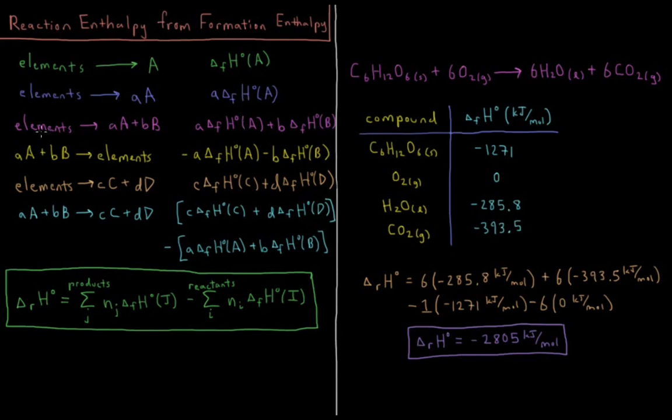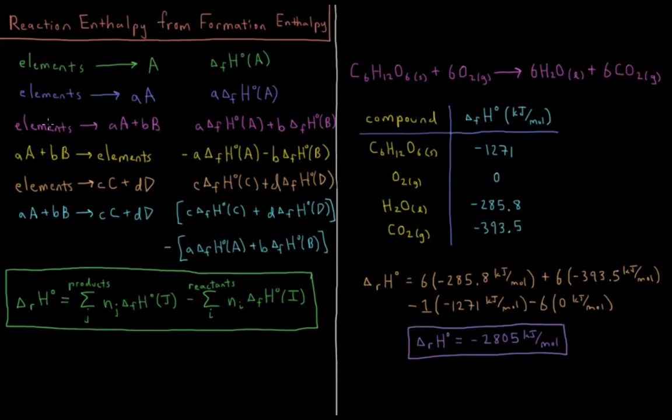Okay, if we want to do it for two different elements, we're forming chemical species A and chemical species B, both from their elements and both times some coefficient. Then we have a times the enthalpy of formation of A plus b times the enthalpy of formation of B.